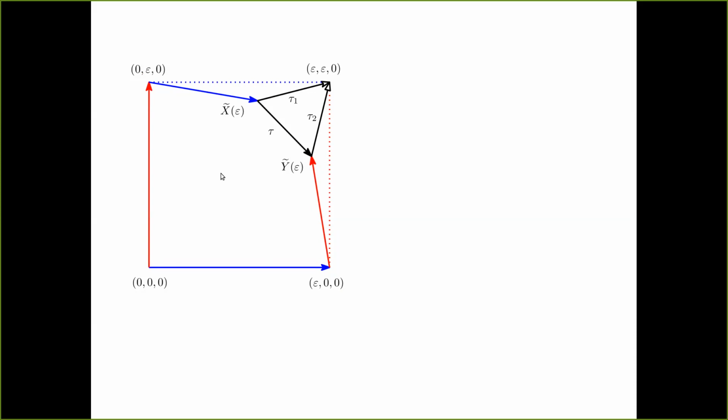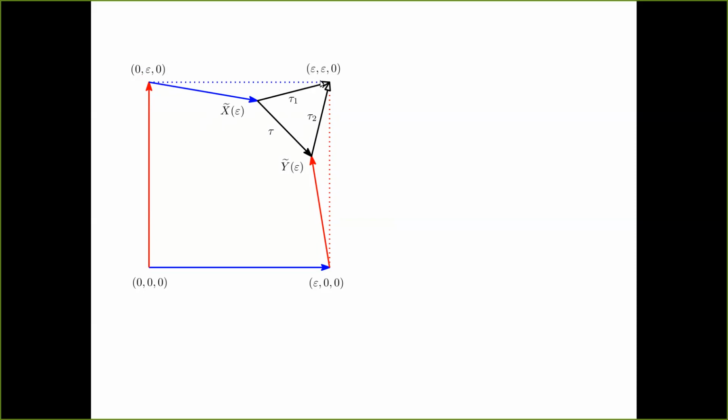Okay. Now I've added 2 more vectors. One is tau 1 and one is tau 2. And this is something I can simply add by hand. Because x tilde epsilon is not on the plane, but it is of length epsilon, x tilde epsilon cannot be the vector epsilon epsilon 0. It is simply pointing slightly upwards. So there is a non-zero vector tau 1, a unique vector which closes up this triangle. Simply define tau 1 to be the difference of epsilon epsilon 0 and x tilde epsilon.